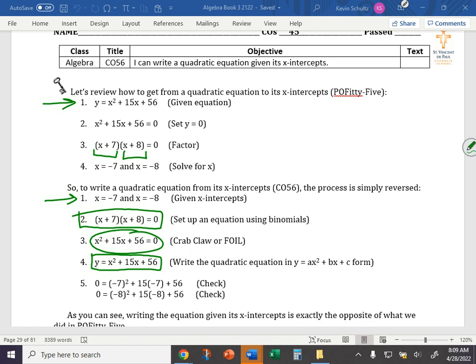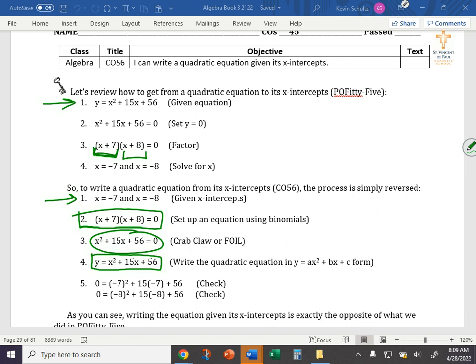Why are they positive? They're positive because just like up here, we want to make this equal to 0. So what value for x makes it 0? Negative 7. That means the x-intercept is negative 7. So if I tell you the x-intercept is negative 7, that means it came from x plus 7, because that's the value that made that binomial equal to 0. Does that make sense? No, it doesn't?